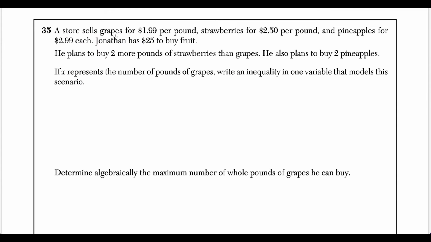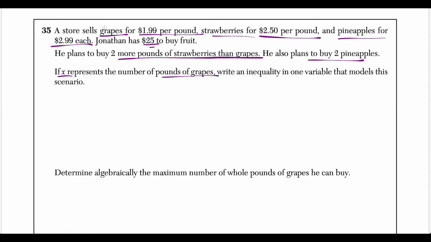So for question 35, we have a store that sells grapes for $1.99 a pound, strawberries for $2.50 a pound, and pineapples are $2.99 each, and Jonathan has $25 to buy fruit. And now we're given the amounts. He plans to buy 2 more pounds of strawberries than grapes. He also plans to buy 2 pineapples. So this is all important stuff here, but now we're given x represents the number of pounds of grapes, and we need to write an inequality in one variable that models this scenario.